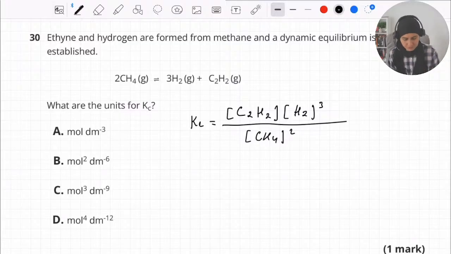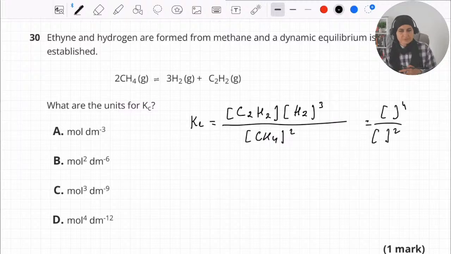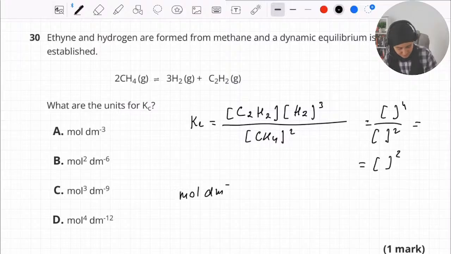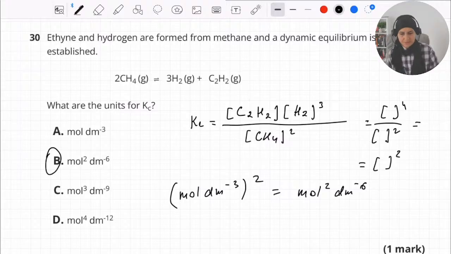To find the units, what do we have? We have concentration to the power of 4 on the top, 1 plus 3, divided by concentration to the power of 2 at the bottom. And you can work with this like you would with numbers. For example, if it was 2 to the power of 4 divided by 2 to the power of 2, you do 4 minus 2. So it's concentration to the power of 4 minus 2, so to the power of 2. The concentration is in mole per cubic decimeter, so you have concentration squared. So you do mole to the power of 2, open up, distribute the brackets: 2 times 1 is 2, and 2 times negative 3 is negative 6. So mole squared dm minus 6. Units don't show anything, just a math exercise.